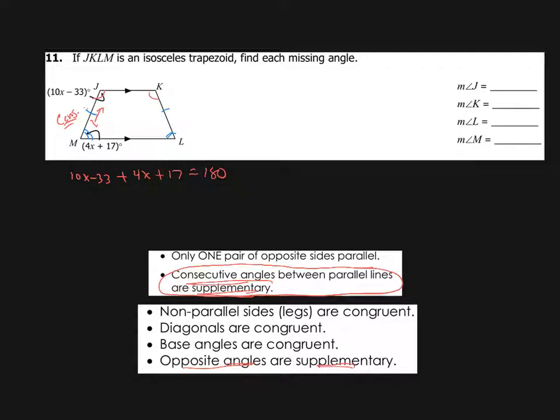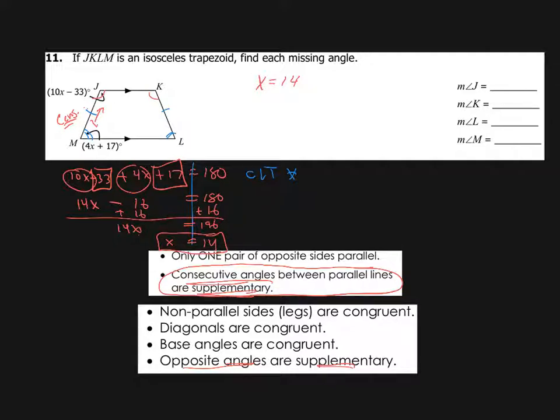Now again, we're going to combine like terms. Be careful not to do inverse operations here. We're not crossing over that equal sign. We're just pushing 10x and 4x together, so that's 14x. And then negative 33 plus 17, well, it's going to be a minus. And 33 minus 17 is going to be 16, equals 180. Add 16, add 16. We're going to get 14x is equal to 196. And when I divide by 14 on both sides, I believe I get 14.